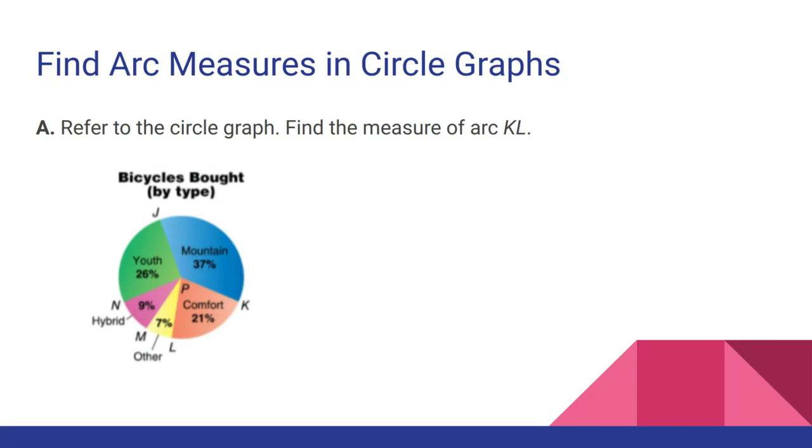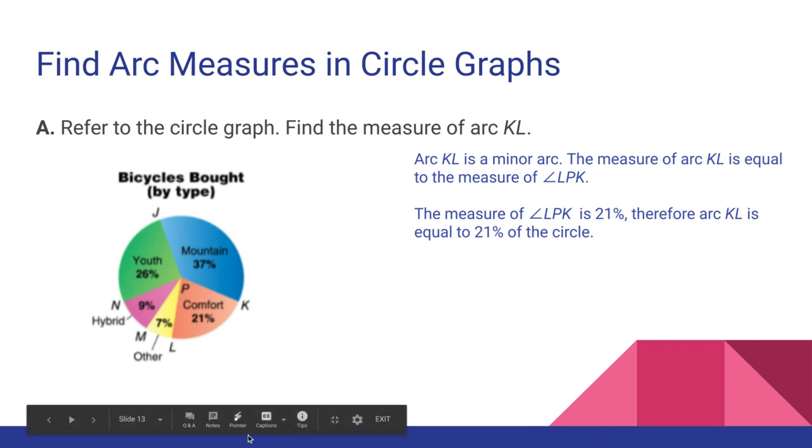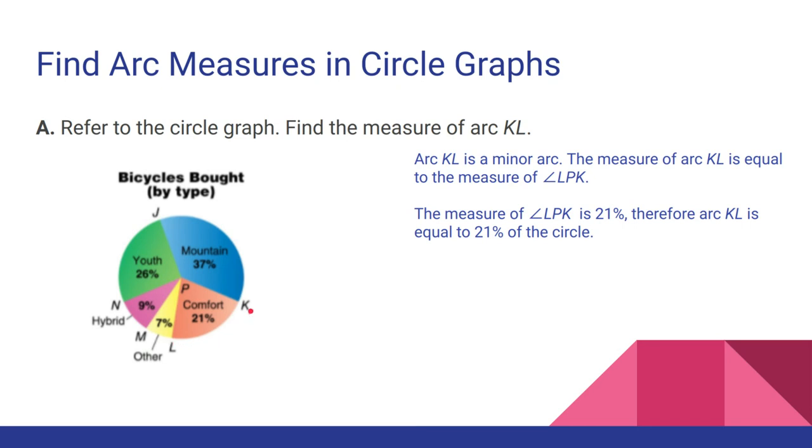So here's some examples. We're going to find arc measures in circle graphs. So we're going to refer to the circle graph to find the measure of arc KL. Arc KL is a minor arc because it takes up 21% of our circle there. The measure of arc KL is equal to the measure of angle LPK. So we're looking at arc KL right here, and it's going to be the same exact measure of whatever LPK is. The measure of angle LPK is 21%, therefore arc KL is equal to 21% of the circle.